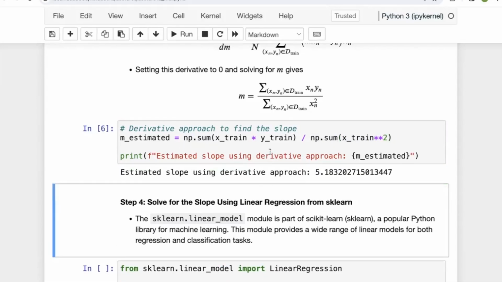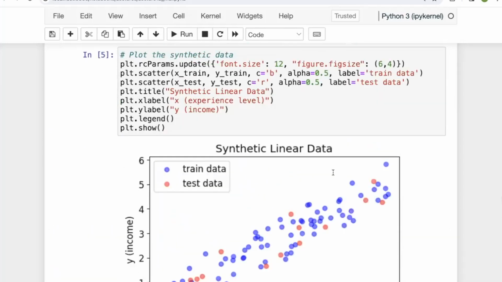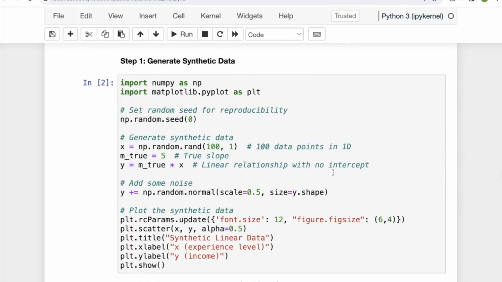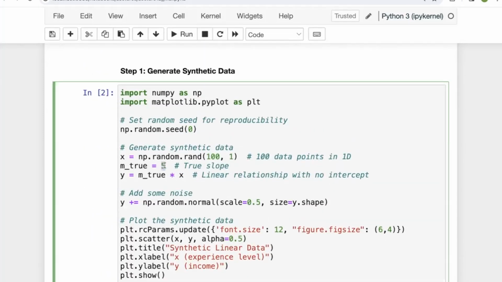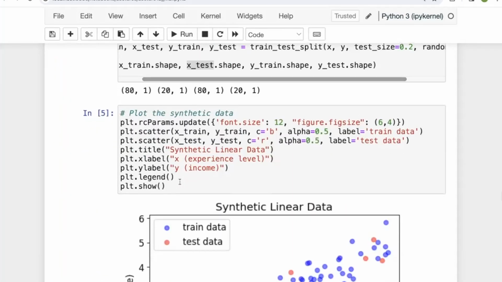And then we can run this cell, and you can see that it tells us that the estimated slope is 5.18. This is a good result, right? Because we know that since we generated the data, the true value should be 5. So this is reasonably close to that value.